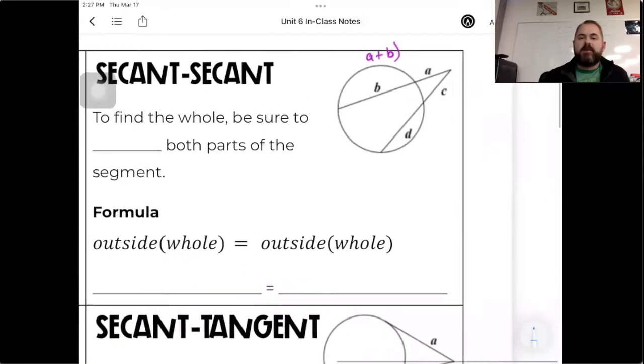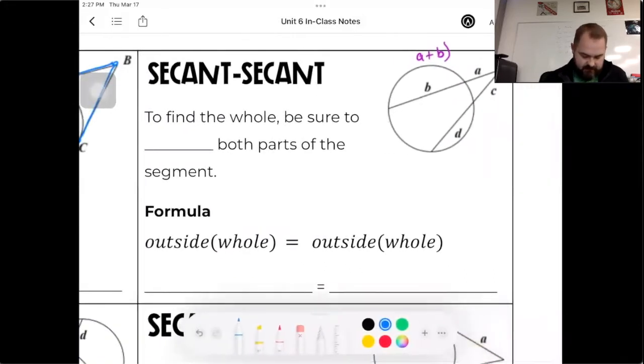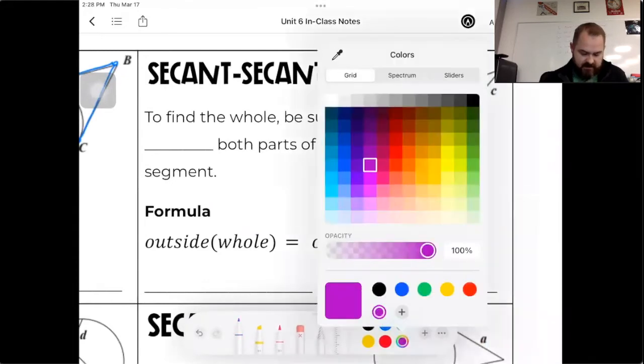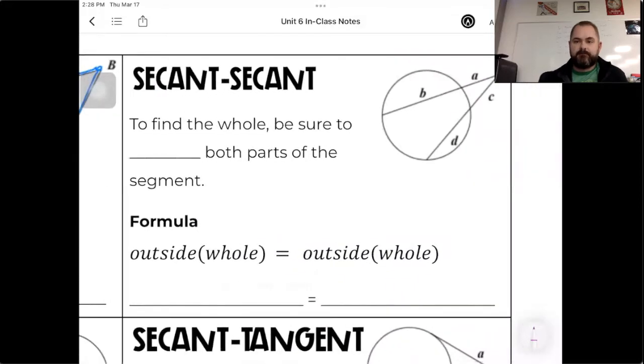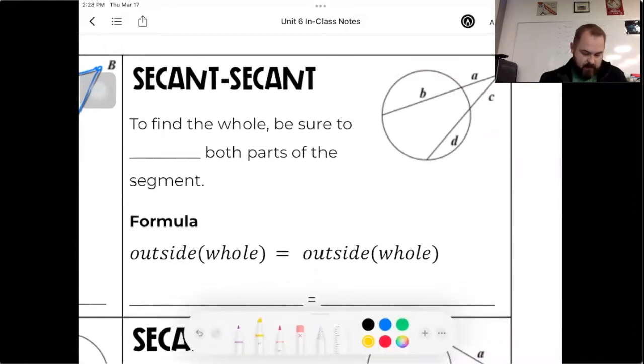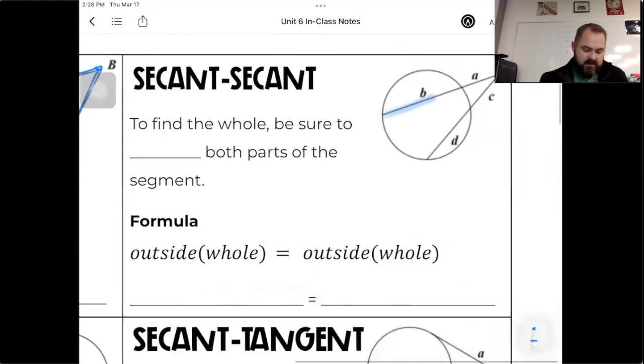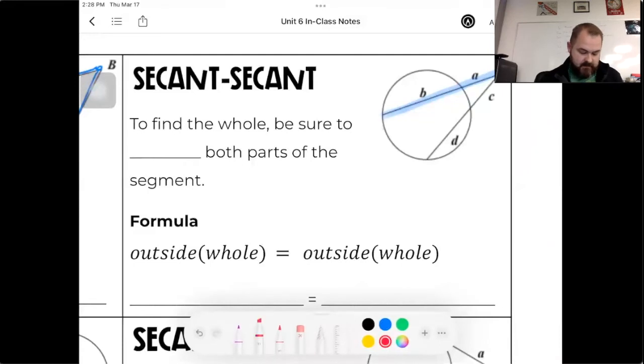The next one we're going to look at is when two secants intersect. When two secants intersect, they create a relationship that looks kind of like this, where I have an inside and an outside part of each secant. We need to understand that the inside and outside parts here, A and B, go together. They're part of the same secant. And C and D are part of the same secant.